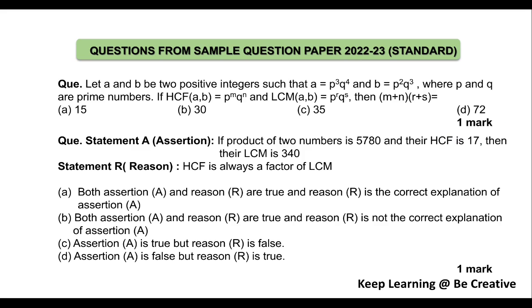The next question in the standard paper related to real numbers was of assertion and reasoning, where the question was given as, if the product of two numbers is 5780 and their HCF is 17, then the LCM will be 340. The reason given was HCF is always a factor of LCM. So you should have a clear concept of HCF and LCM so that you can answer this question. Again, read the options very carefully and then answer the question.